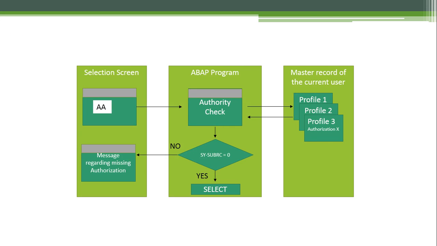For example, we have the following graphic. We have the selection screen and we have a parameter. So we input AA in the selection screen to output a result. In the ABAP program, the authority check happens, and if the user has authorization, SY-SUBRC will equal 0 and I will perform the SELECT. If not, then I will return a message to the user regarding the missing authorization.